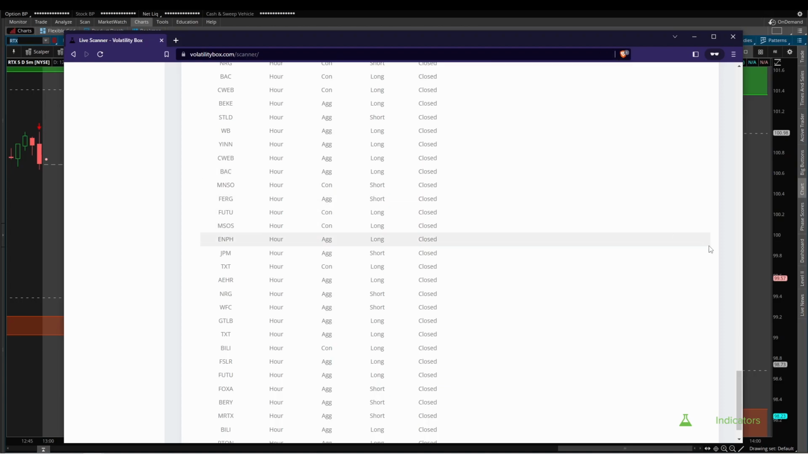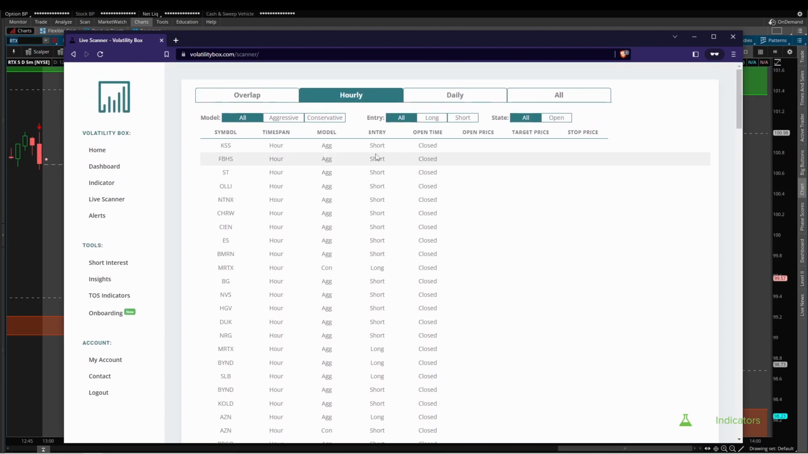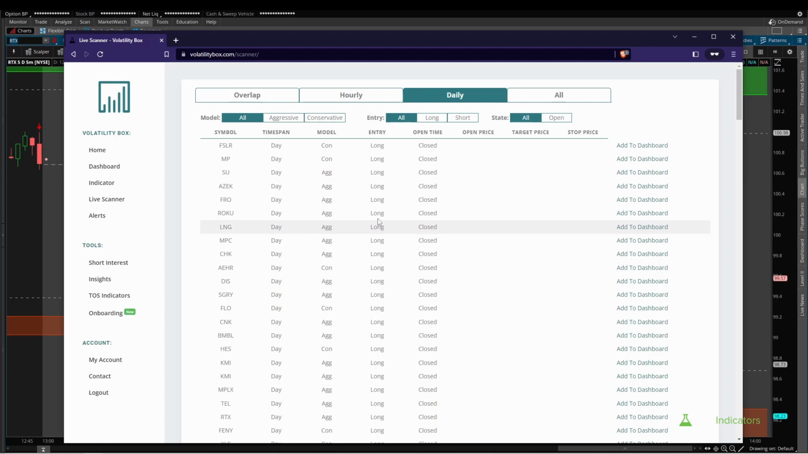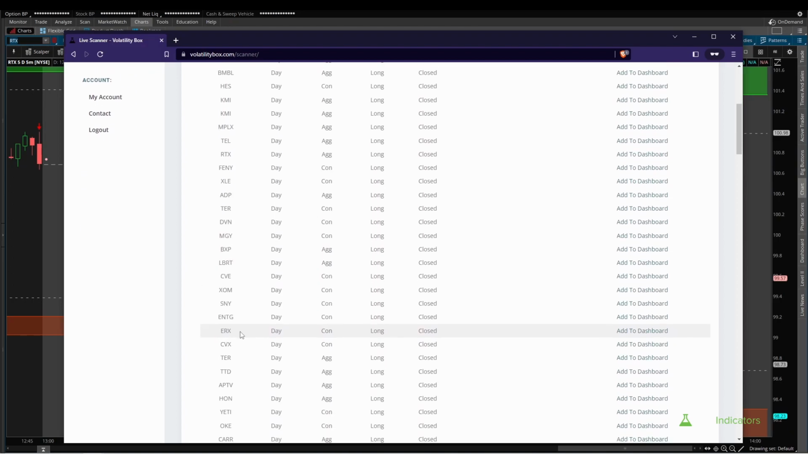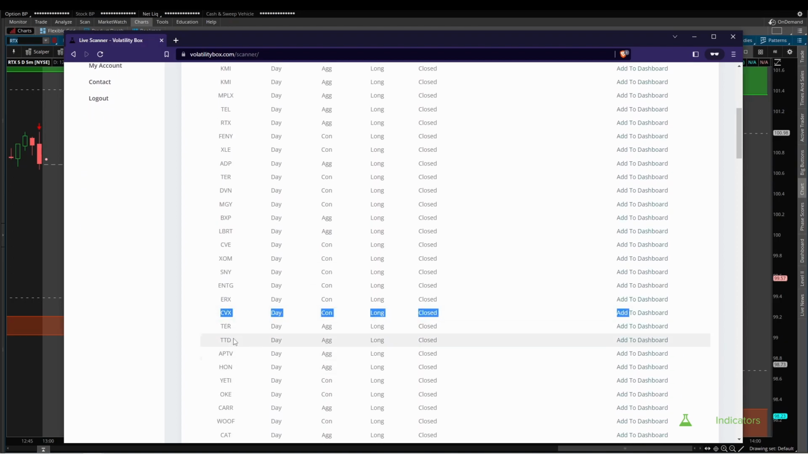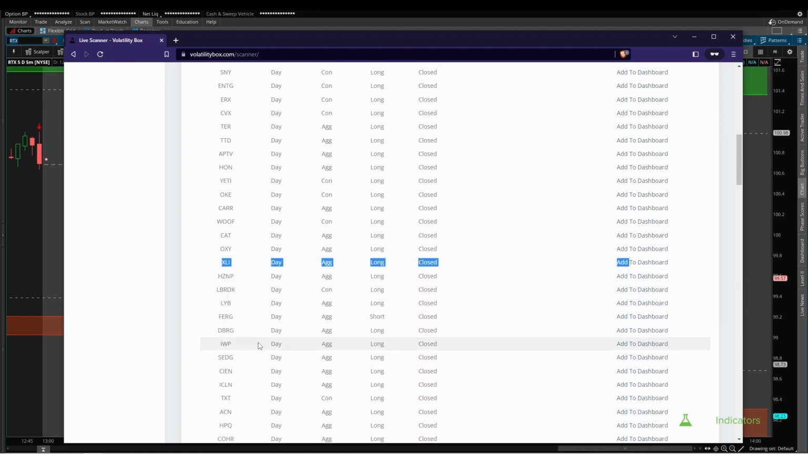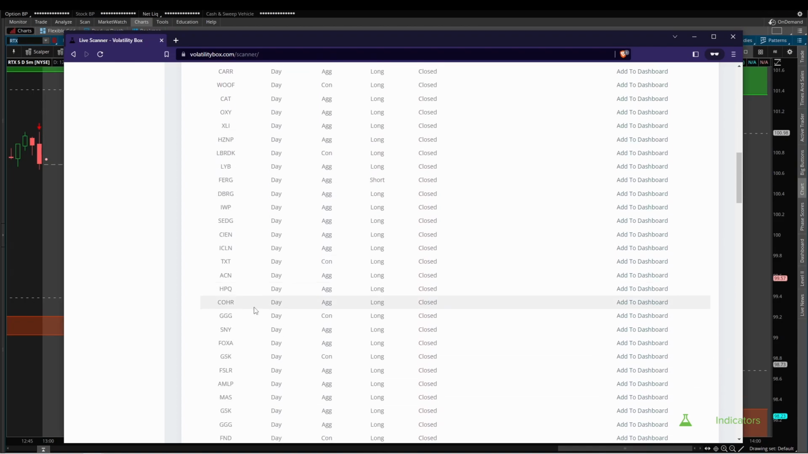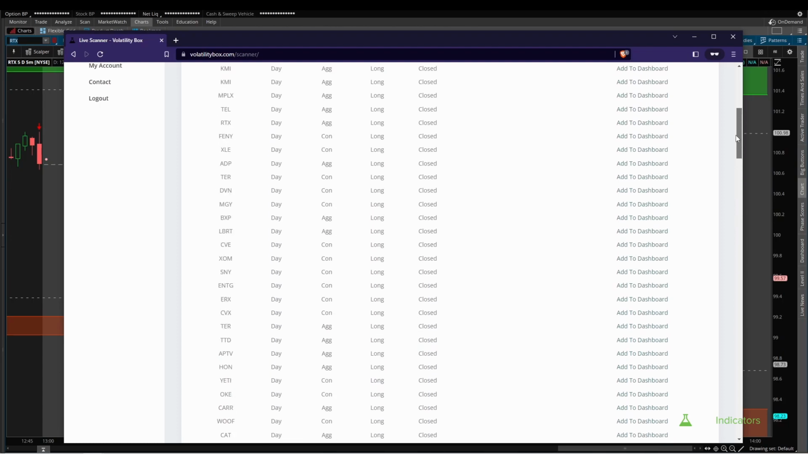So lots of large market cap stocks that appeared on the hourly volatility box model tab today, in addition to the daily tab as well. On the daily tab, we had Disney, we had KMI, we had Raytheon, we had CVX, a lot of energy stocks, Honeywell. We also had XLI as the entire ETF that triggered. Accenture, so a variety of different stocks across both the hourly and the daily scanners.